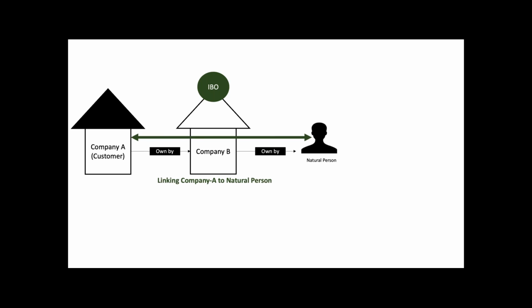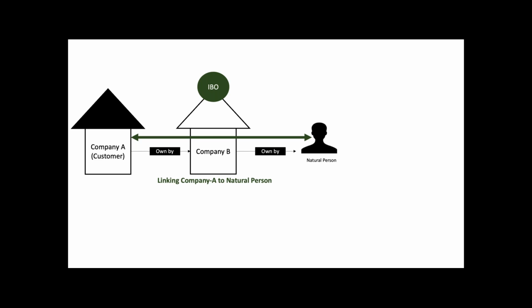Now, let's go back to the same illustration. If we have a company A, for example, as our customer, and company A is owned by company B, and then company B in turn is owned by a natural person. What this means is the entity in the middle linking company A and where we need to stop the drilling down, because we can't drill down an individual because no one owns an individual, is the IBO.